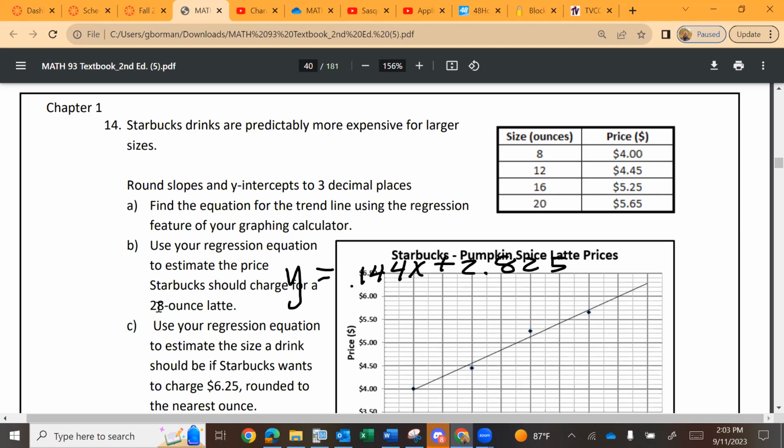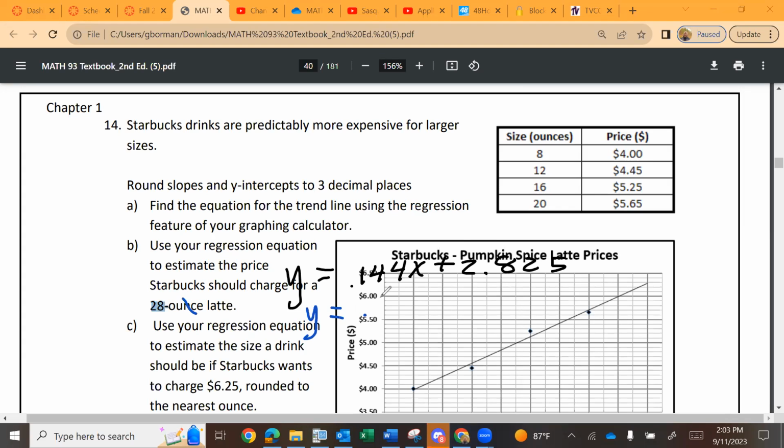Okay. So they give me numerical information, 28 ounces. And then I have to ask myself, is that an X value or a Y value? Well, the units associated with 28 are ounces. Okay, ounces, that's X. If it were dollars, that'd be Y. But that's an X number. So in order to use this equation, I'm going to plug 28 in for X, ounces.